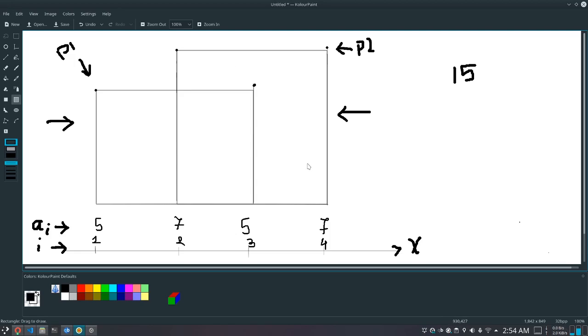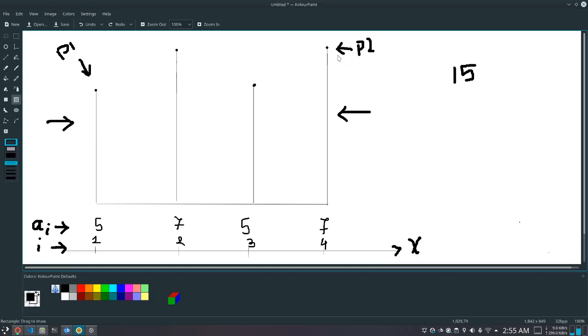So what we are going to do is move the pointer which has the lower height, and keep the pointer which has the higher height, because we need to always make sure that our height is maximum at that particular point. So in this case we are going to move P1 to the right because it has the lower height.